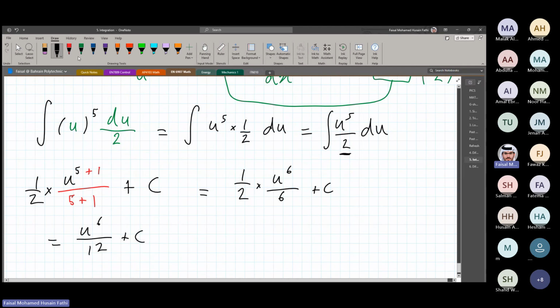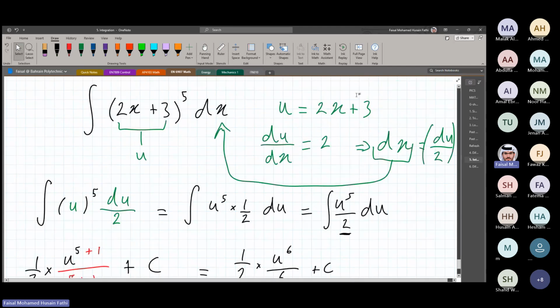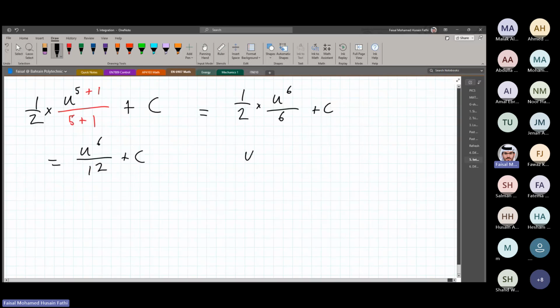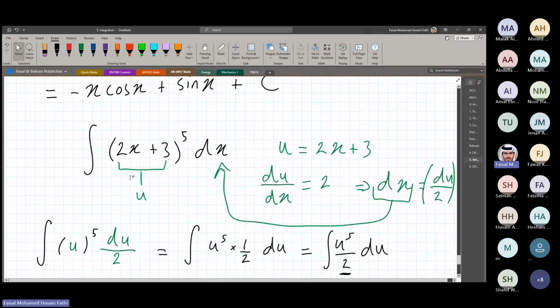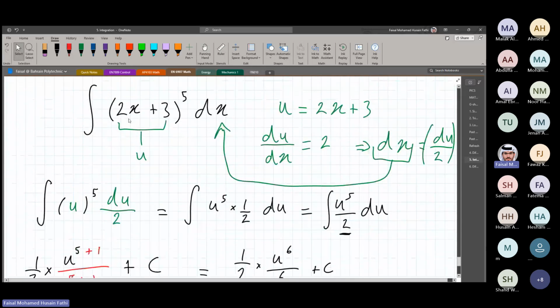Now we can substitute back the equation of u, which is 2x plus 3. So we know that u is equal to 2x plus 3, and we'll substitute it back. So this is going to be equal to 2x plus 3 to the power of 6 over 12 plus c. And that's it. This is how you use the substitution method for any complicated or any long evaluating problems.